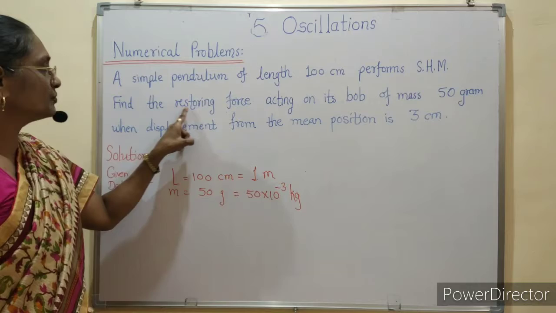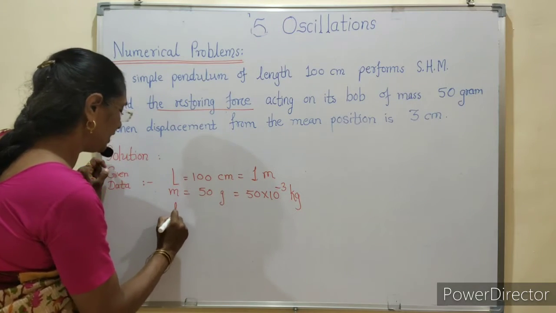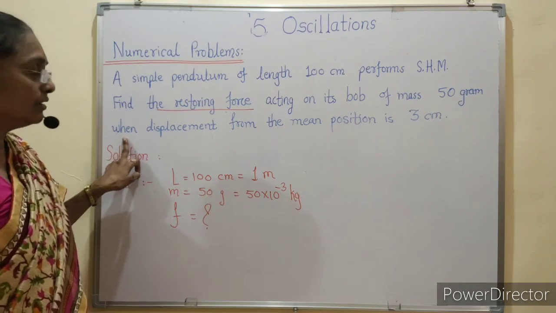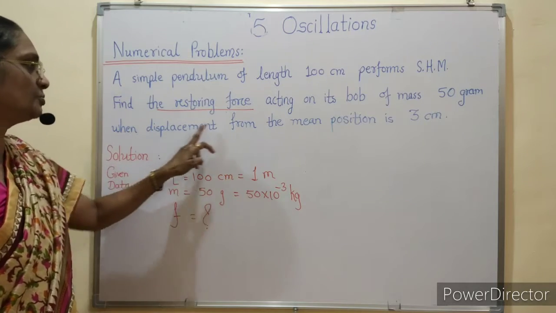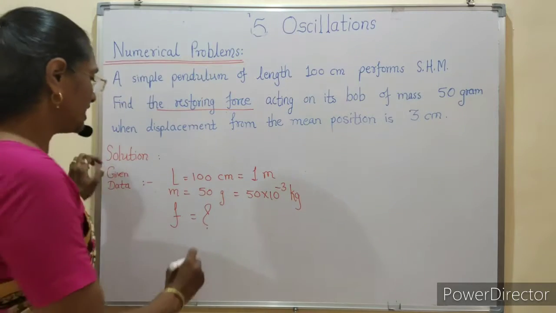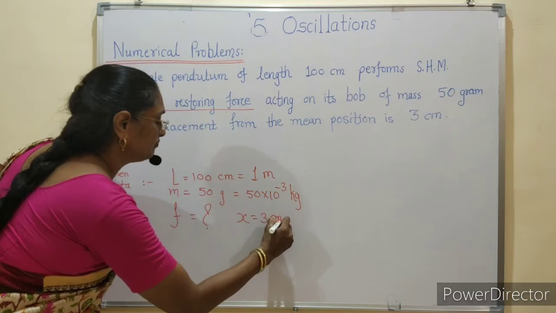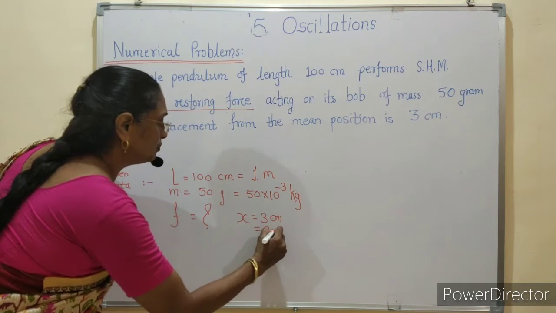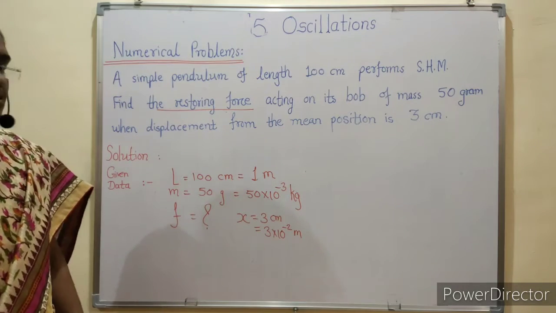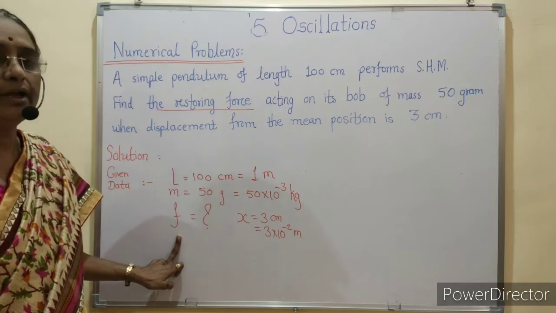In the sentence there is the question, find the restoring force. Means we have to calculate F. And again one value is given, when the displacement from mean position is 3 centimeter. Means X is given, X is equal to 3 centimeter. It can be 3 into 10 raised to minus 2 meter. So from these values we have to calculate F.